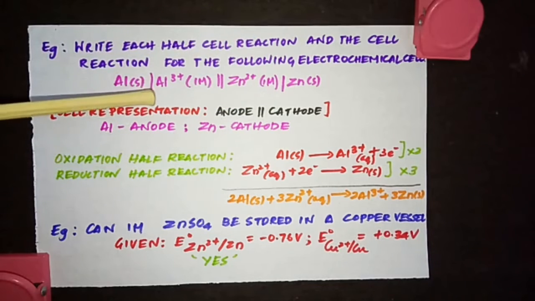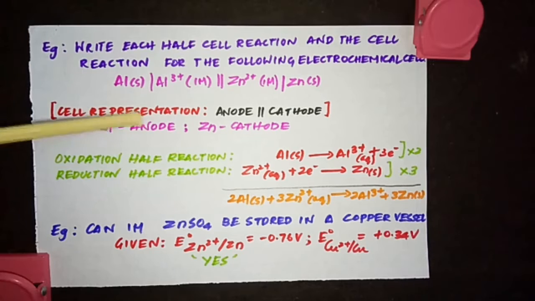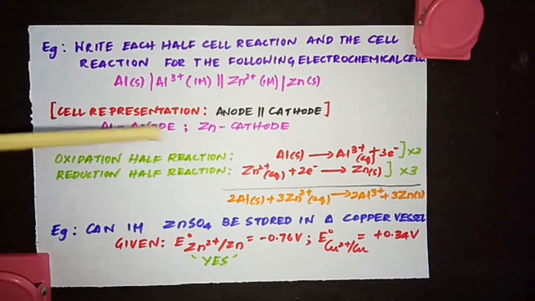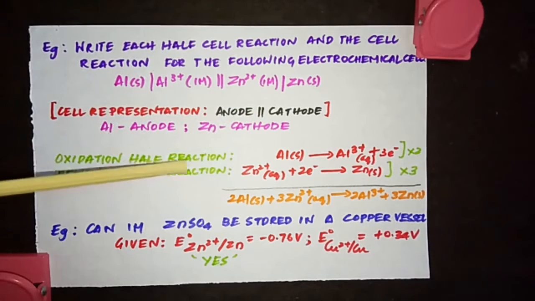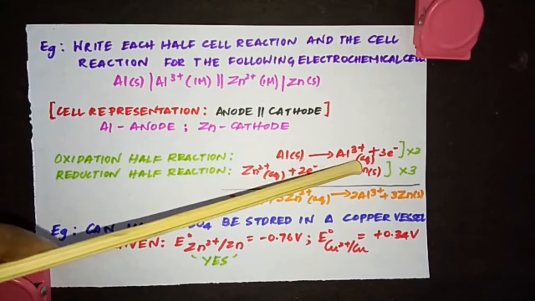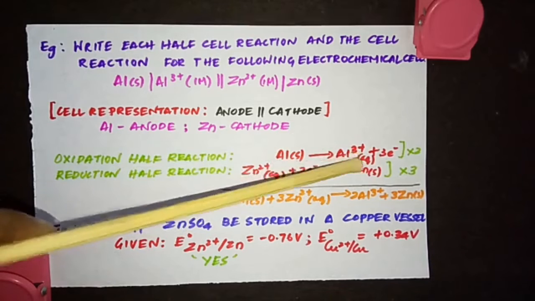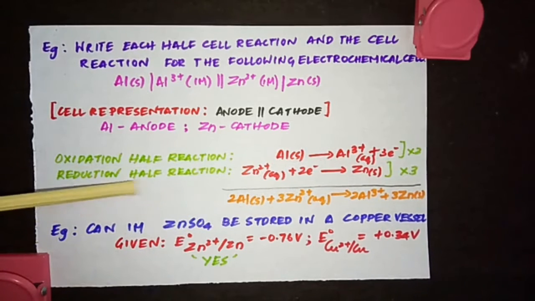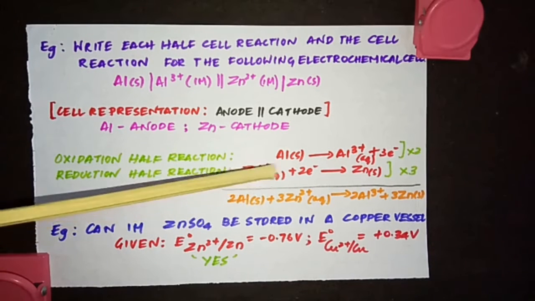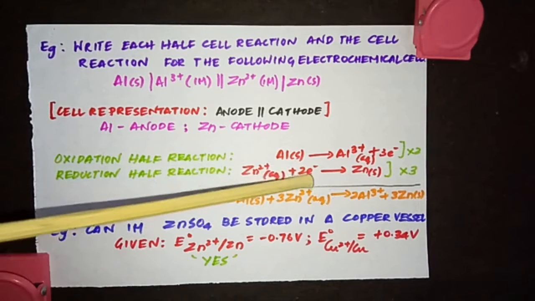So what happens at anode? Oxidation. And what happens at cathode? Reduction. Anode first and then cathode. Now see, the oxidation half reaction will be Al solid changing into Al3+, losing 3 electrons, which means Al is undergoing oxidation. And what will be the reduction half reaction? Zn2+ getting reduced to Zn by taking 2 electrons.